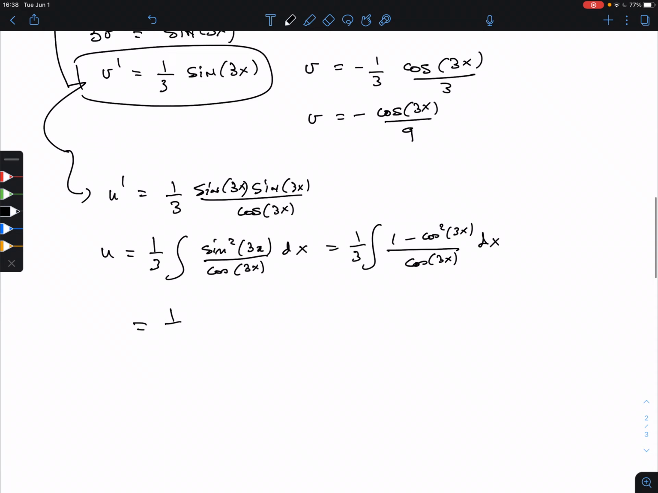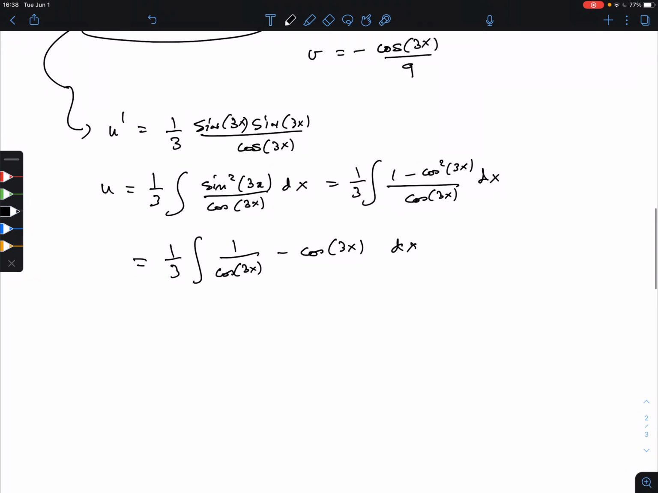So this is 1/3. What I'm going to do is actually really doing the divide here. So the first term was 1 over cosine 3x minus cosine 3x, right? The square would cancel and we get this. Okay, you're following so far? Now this 1 over cosine 3x is secant 3x. Let me write it that way right away.